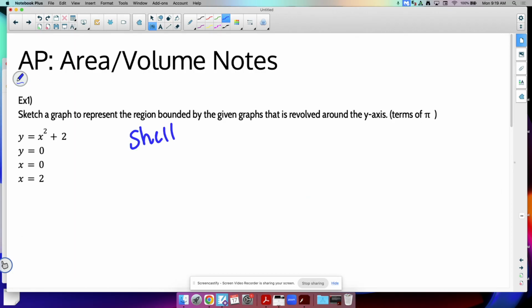At the end of the day, shells, discs, and washers can all be used interchangeably. It's just a matter of which one might be easier than the other. Your method is never graded. Even on the AP test, they do not require you to do shells, but if you do it as a shell, it's not going to be counted wrong. Shells are just a little bit easier because when we rotate this figure around the y-axis, we can be parallel rather than perpendicular.